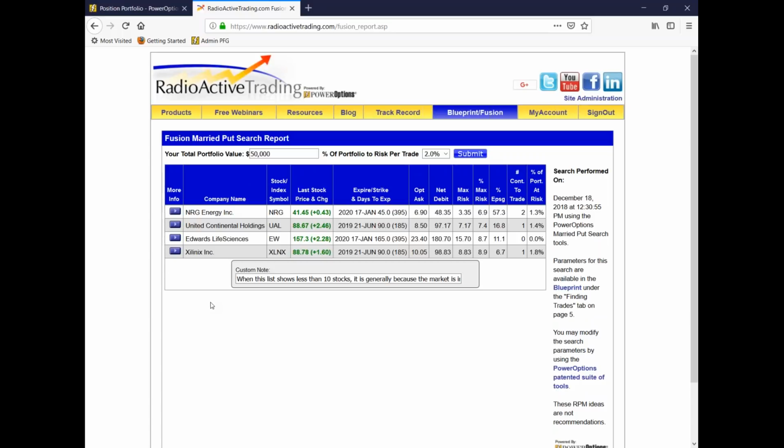I'm definitely going to pick one of these 4. But I want to do something first. I know that Edwards Life Sciences for me is already filtered out here because I don't have the funds potentially to trade it. It doesn't make sense to do it following the rules and the radioactive trading techniques with the monetary risk on the position. But I'm going to jump over to power options anyway. I'm going to use the default search in the Married Put view.